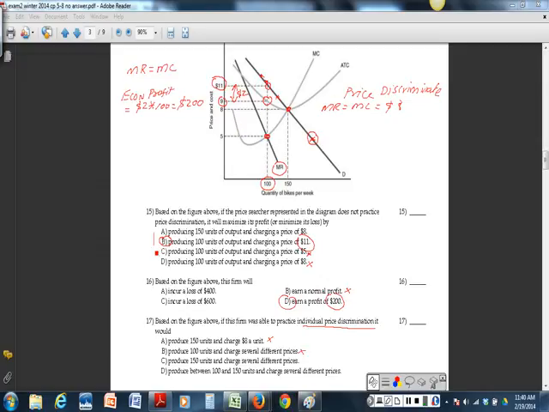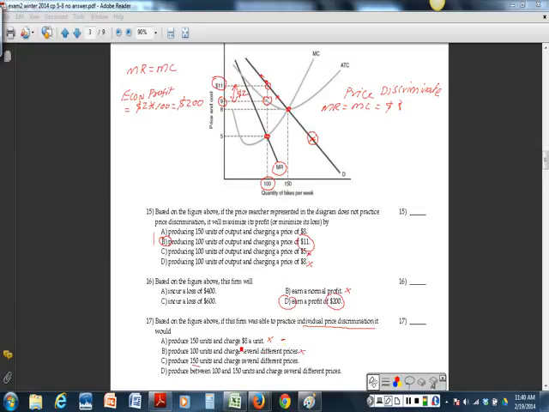Then your answer would be for 17. If you price discriminate, you would produce 150 units and charge several different prices between 0 and 150 units. That's what you would be doing. You won't be producing 150 units and charging $8 for all of them, so that's why it's incorrect. You are charging different prices.